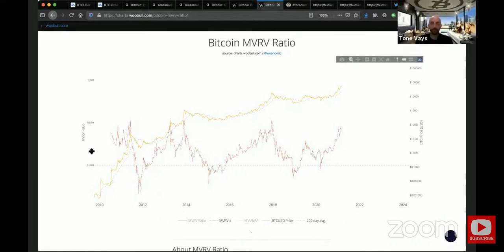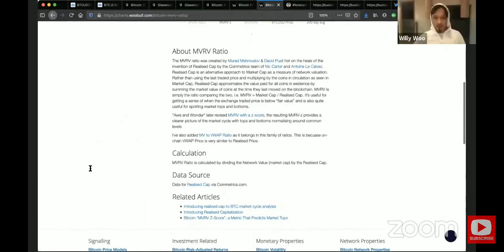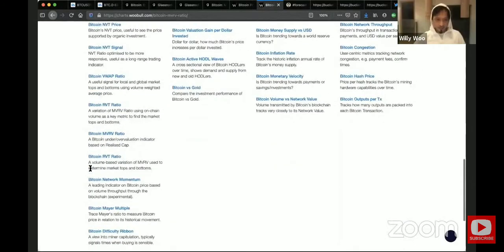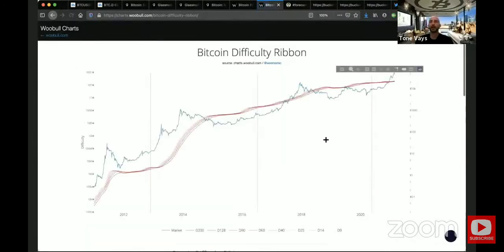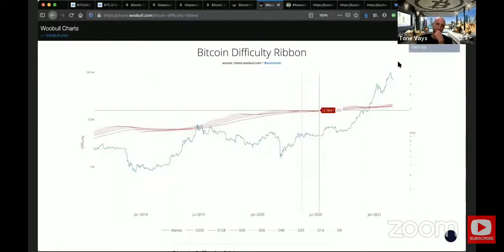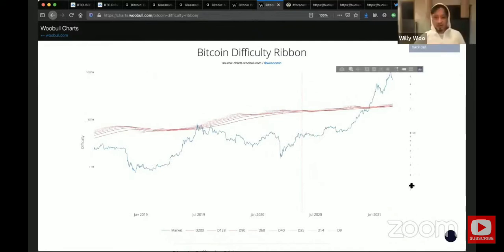All right, let's jump back over to your site. Let's look at the miner difficulty ribbon. Yeah, that one. I'm not getting much signal from that. And there was a question earlier whether you have any data on miner revenue and whether you factored that into your analysis. I do have the data. I'm just not interested in it right now.